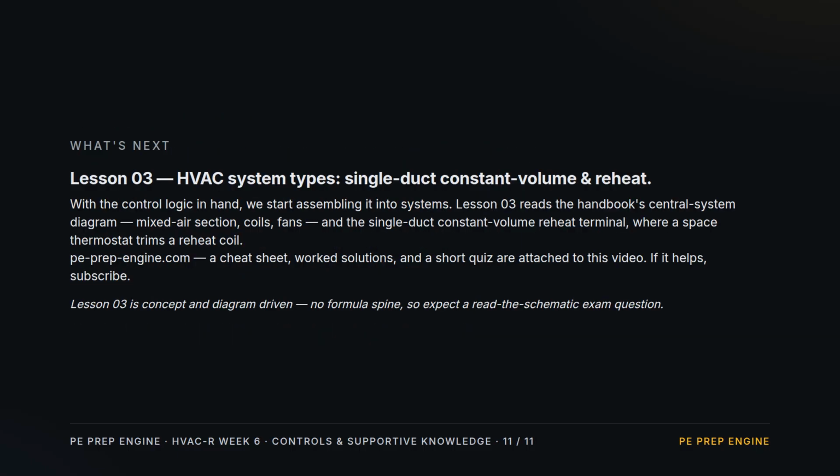Next up, Lesson 3: HVAC System Types. Single duct constant volume and reheat. With the control logic in hand, we start assembling it into systems. We'll read the Handbook's central system diagram, mixed air section, coils, fans, and the single duct constant volume reheat terminal where a space thermostat trims a reheat coil. It's concept and diagram driven, so expect to read the schematic question.